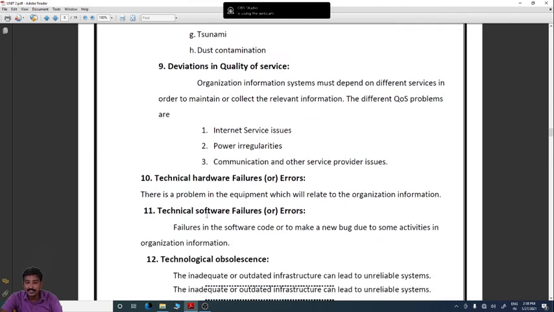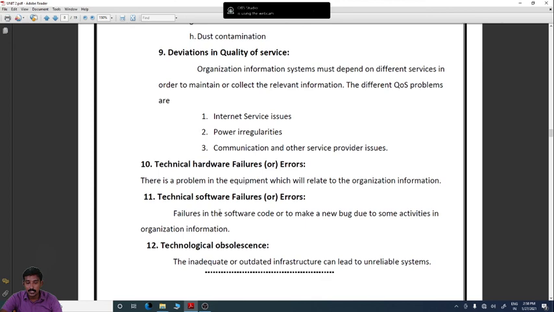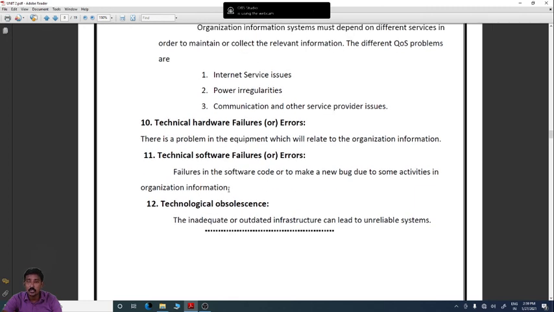And the next one is called technical hardware failure. If we have some equipment in an organization and there is a problem with it, then there is a technical issue. Also with software, if we create some bugs, automatically we will get some issues. And the next one is called technological obsolescence. That is inadequate or outdated infrastructure provided for information in an organization.